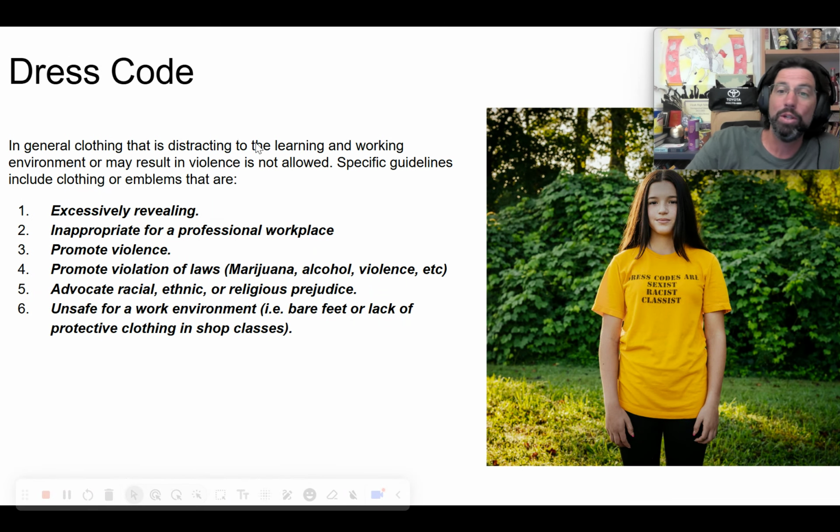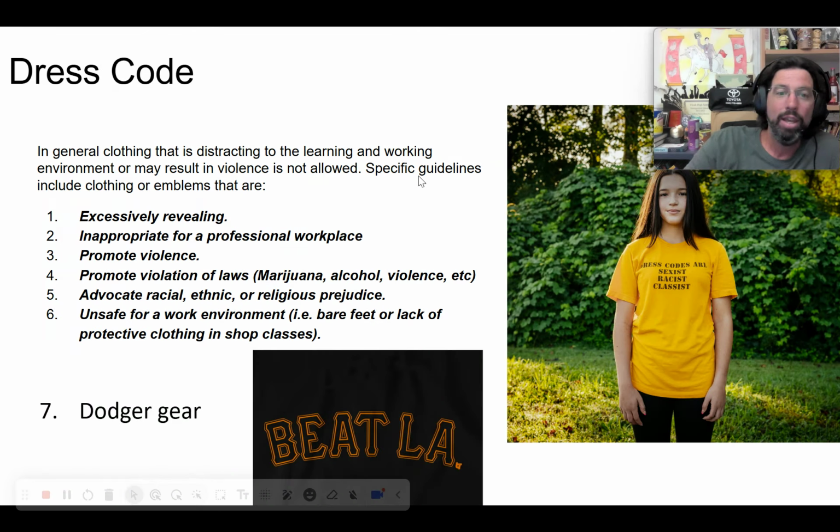By the way, there is another dress code violation that will get you kicked out of my class. If you wear Dodger gear, because the Dodgers are terrible, go Giants.